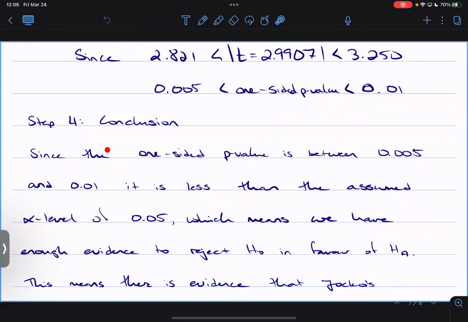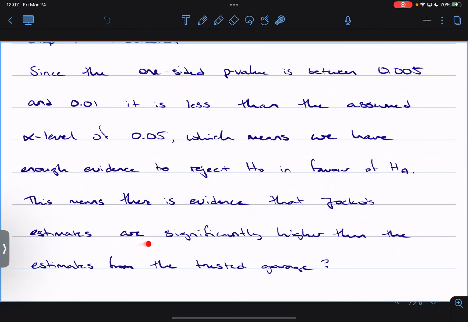Then I let you go and said I'd put the conclusion into the notes, which I did. So just the same as always, right? Since the one-sided p-value is between 0.005 and 0.01, it is less than the assumed alpha level of 0.05. It wasn't given, so I assume it's 0.05, which means we have enough evidence to reject H naught in favor of HA. Remember, your conclusion is always in terms of whether you can reject H naught or cannot reject H naught. This means there is evidence that Jocko's estimates are significantly higher than the estimates.